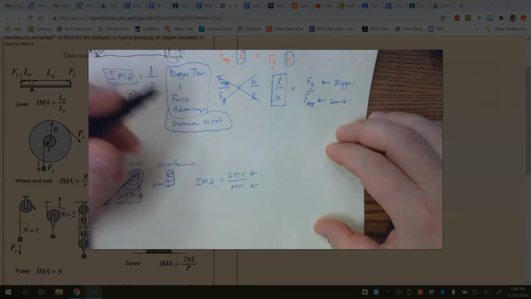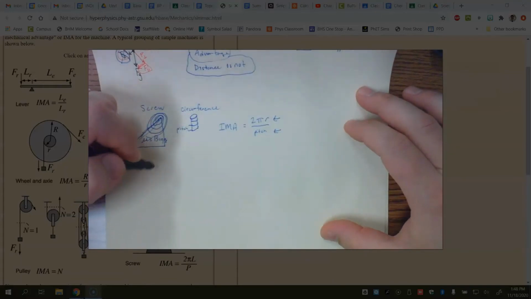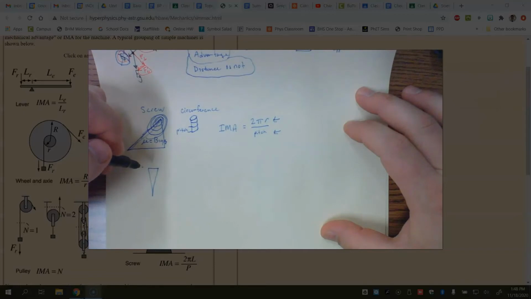Now the other one that is similar to this would be our wedge. So I'm going to look at a wedge. This would be like a knife blade or an axe head.